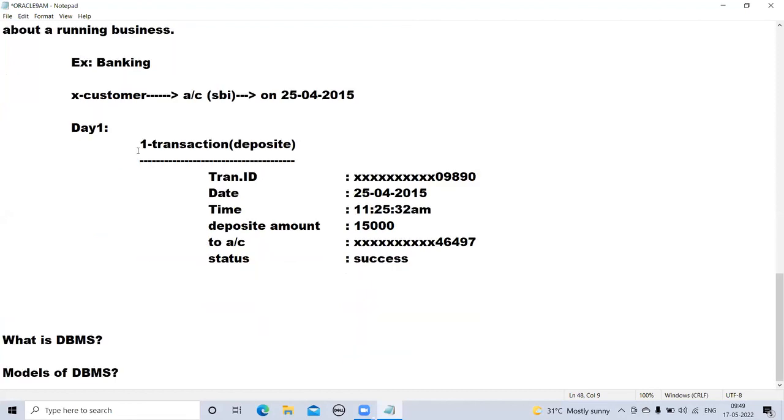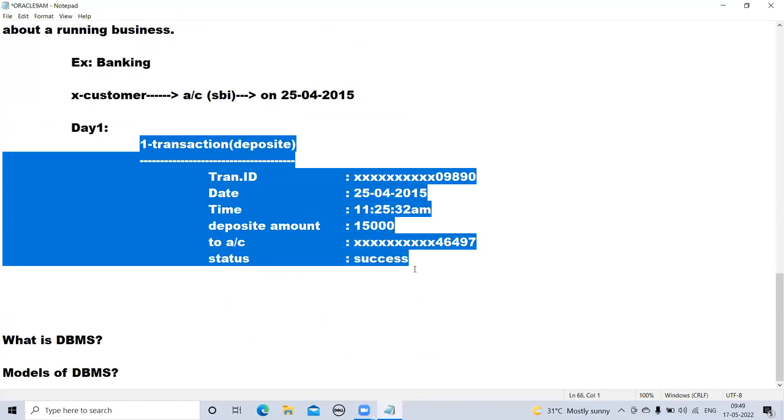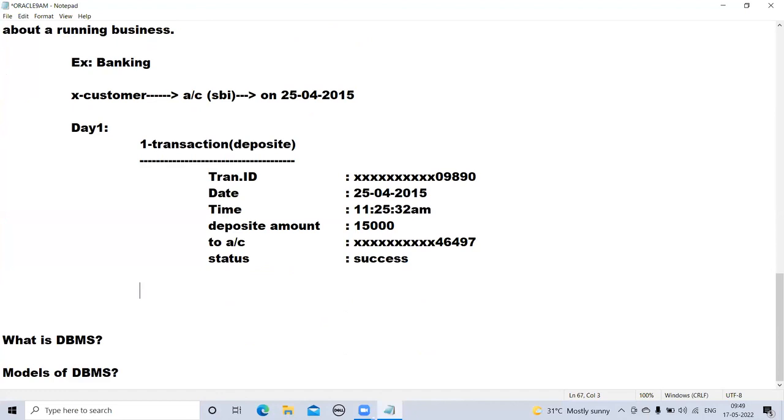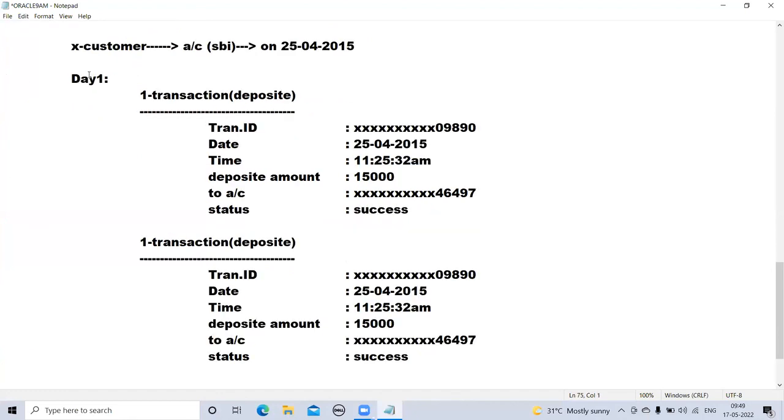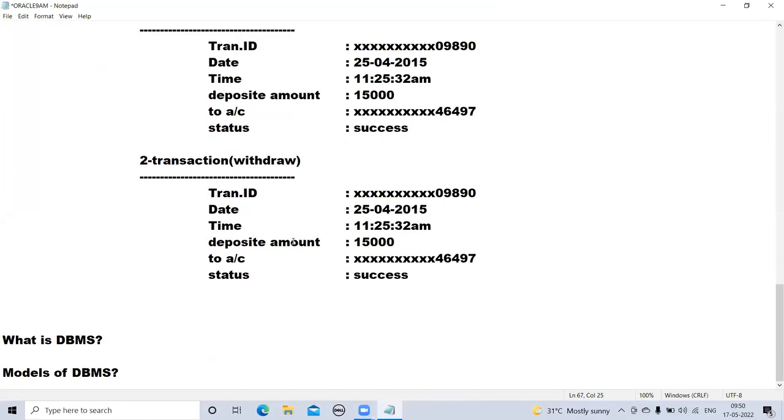In the same pattern, on the same day one, can this customer do one more transaction? Is it possible? Can I do the second transaction? Yes, definitely. For example, my second transaction is called a withdraw transaction. Whenever you want to do a withdraw transaction, your transaction ID number will be generated here.